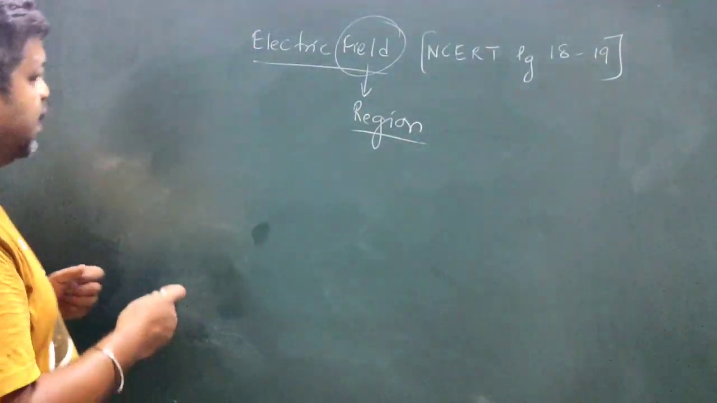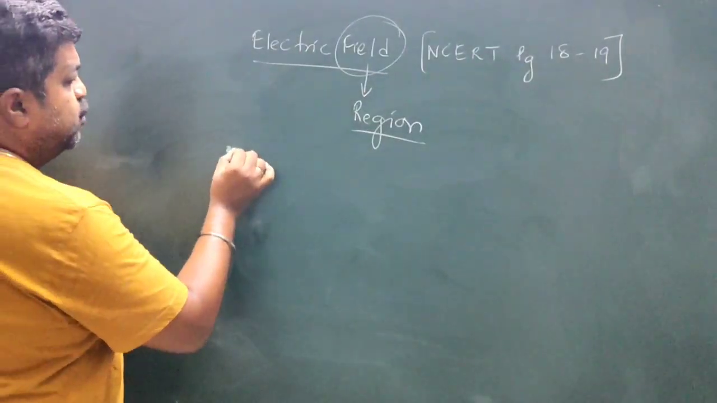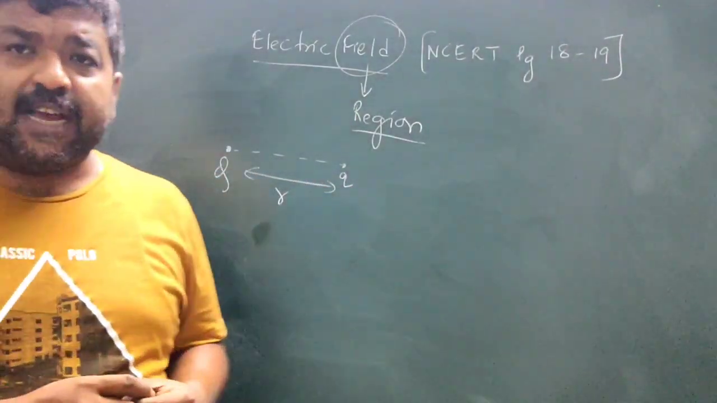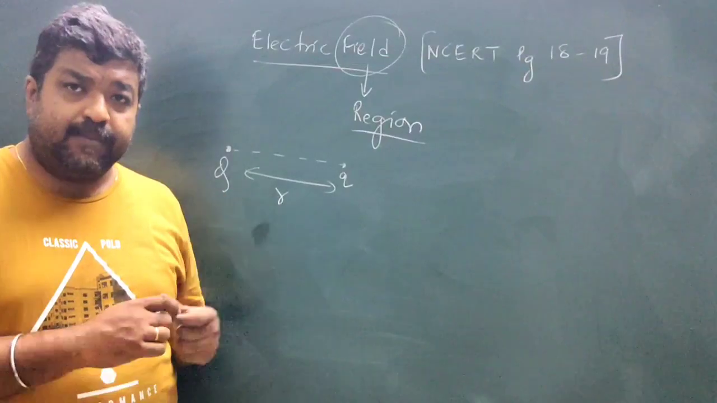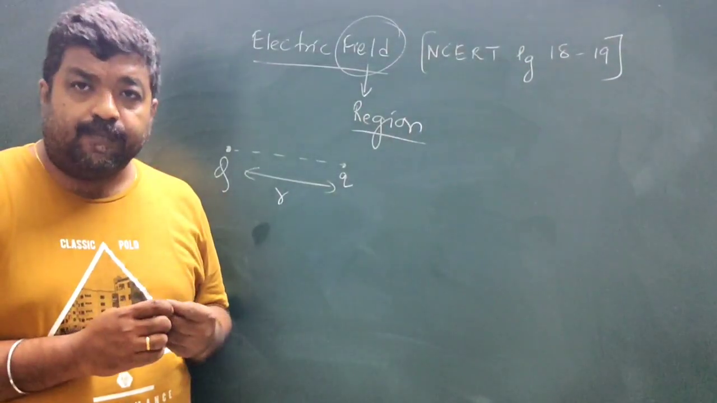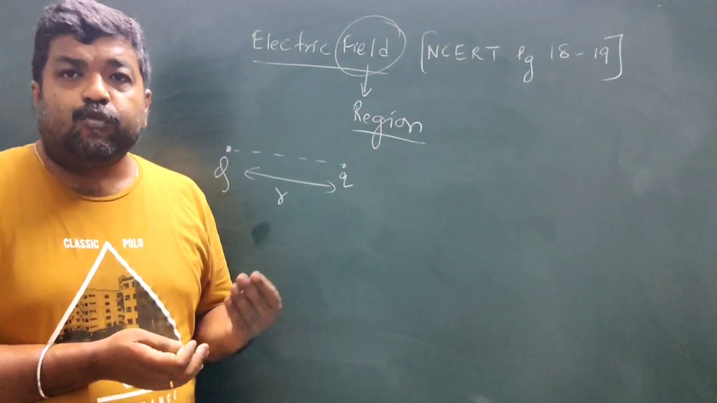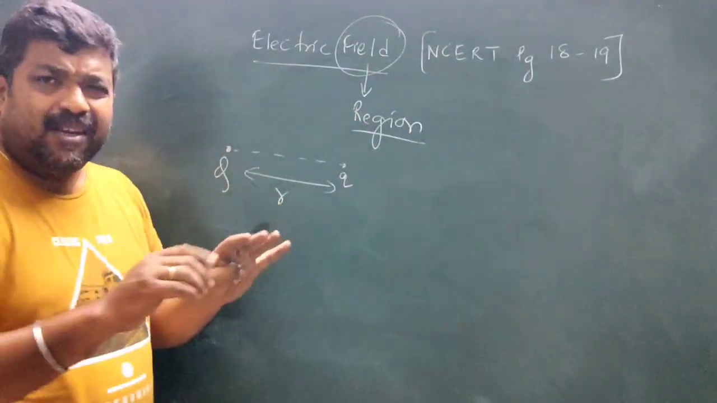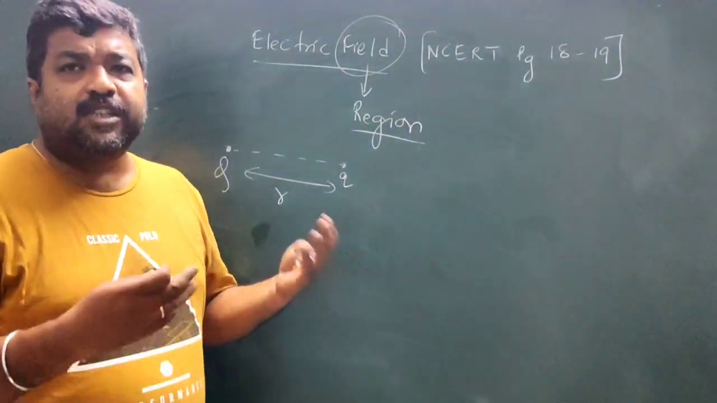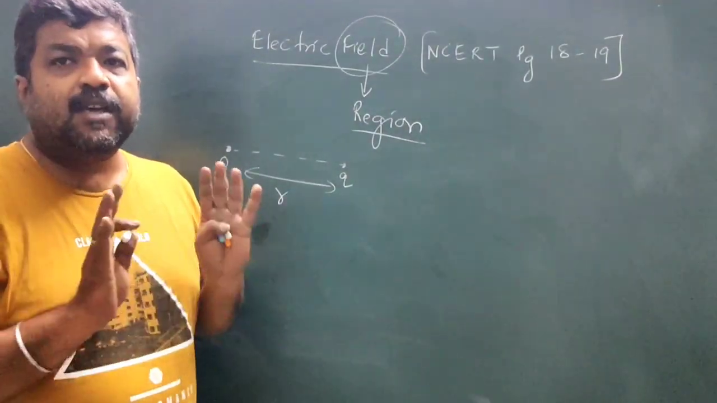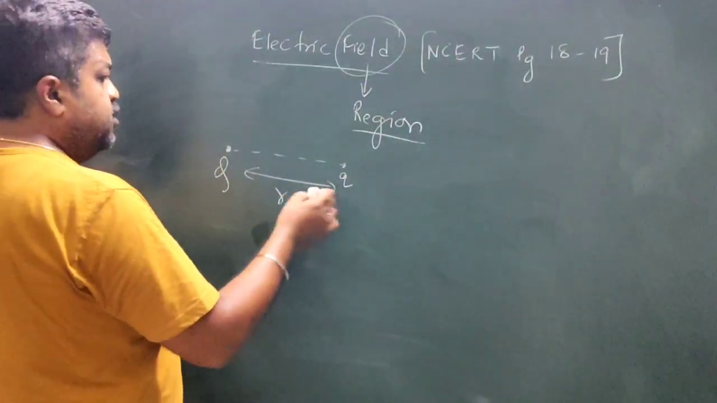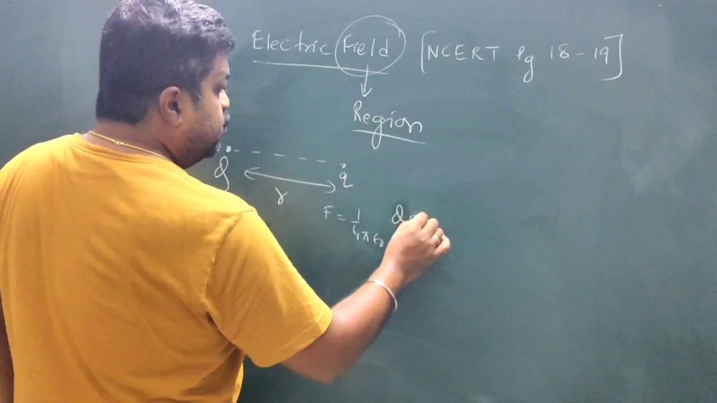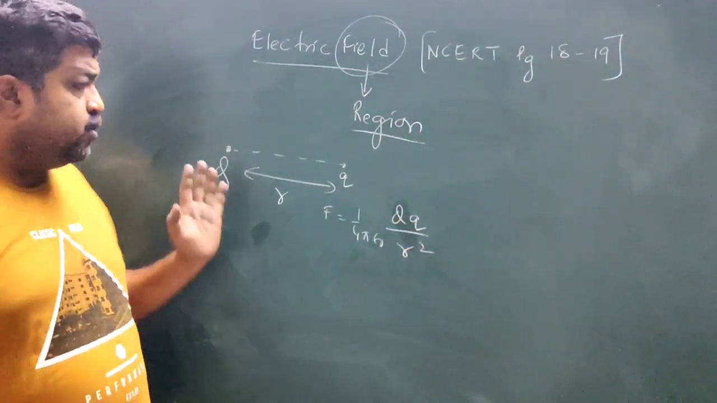Now suppose you have two charges, capital Q and small q, separated by distance r. Coulomb's law provides a way to find the force acting between the charges. We are not bothered about the sign of the charges, whether the force is attractive or repulsive. For the time being, we are concerned about the magnitude of the force. So the force between these two charges will be F is equal to 1 by 4 pi epsilon naught, capital Q small q by r square. This is the force on each of the two charges.